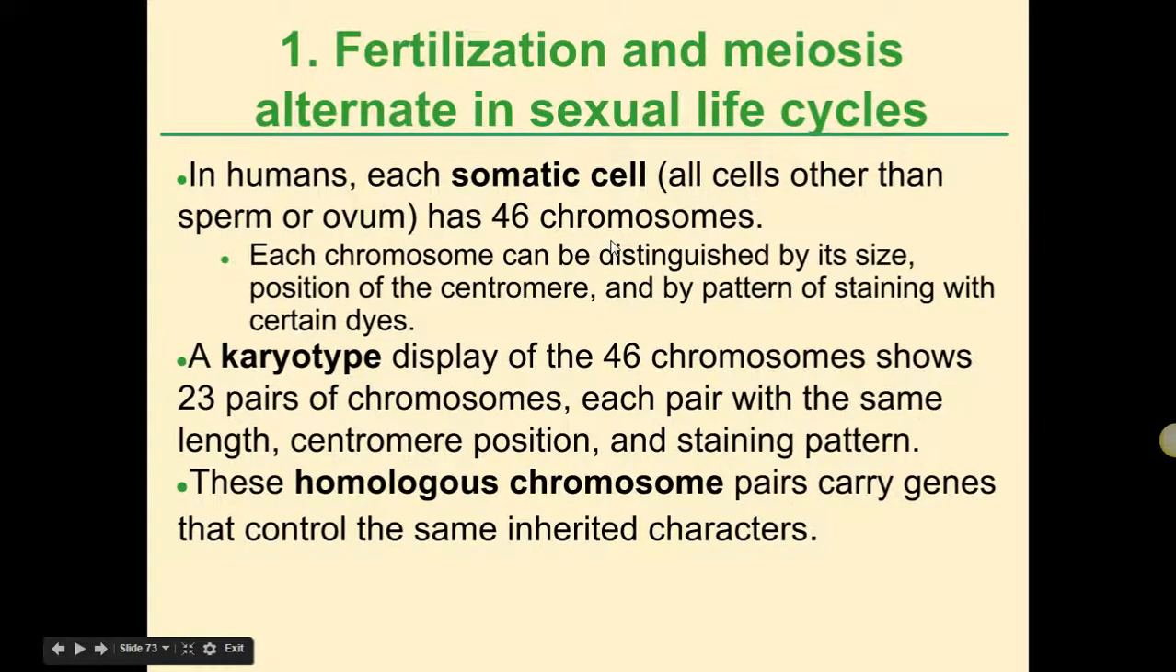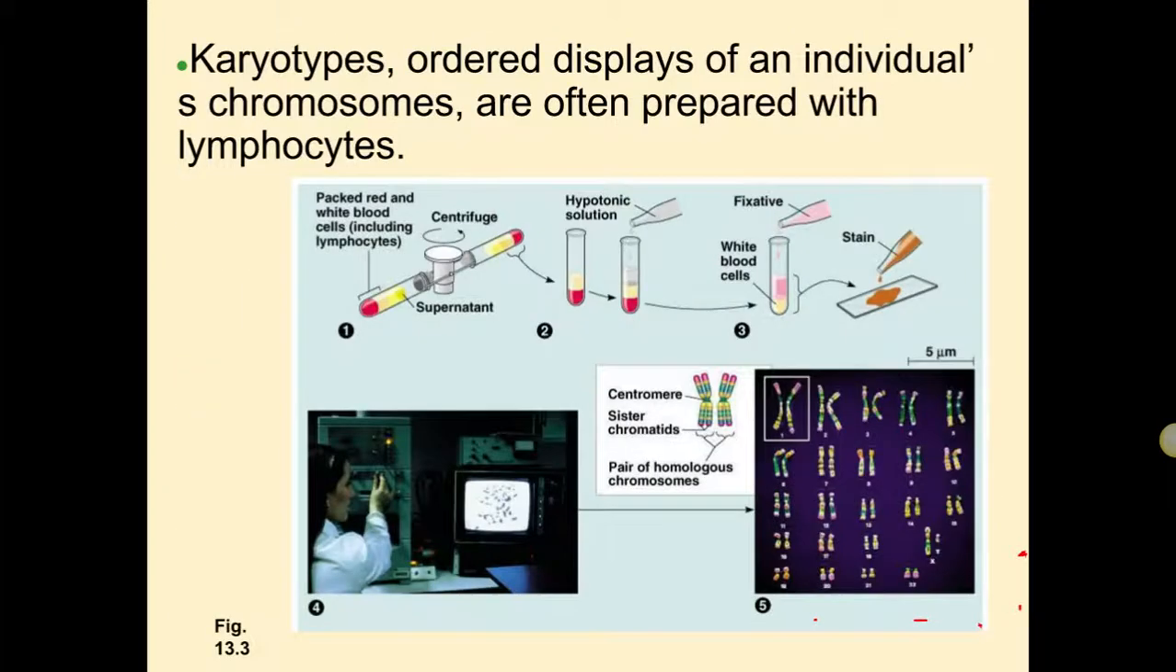They have 46 chromosomes. And as you can see over here, chromosomes can be distinguished by their size, position of the centromere, and patterns of staining with certain dyes. A karyotype is those displays that you see sometimes of the 46 chromosomes, which shows 23 pairs, each paired with the same length, chromosome position, and staining pattern. These homologous chromosome pairs carry genes that control the same inherited characteristics. And remember, homologous are not the same, so basically they have different alleles on them, so they look kind of similar, but they don't create the same effects.